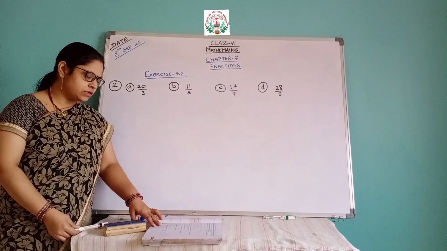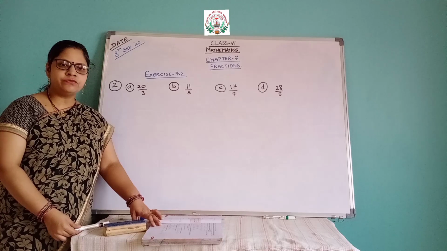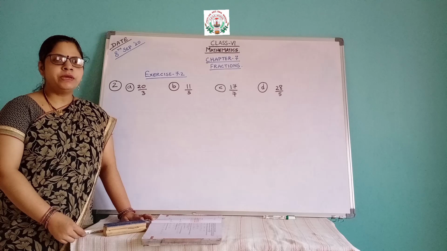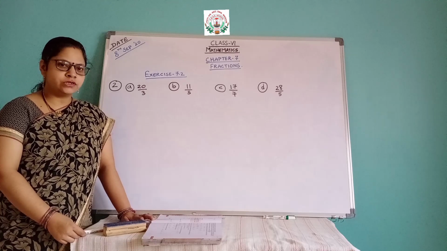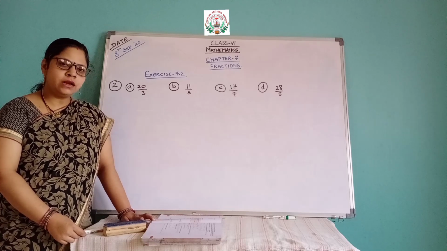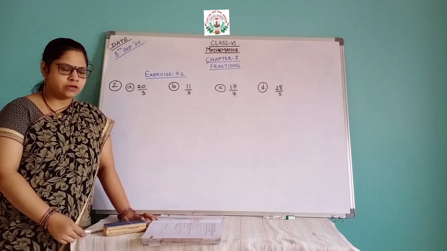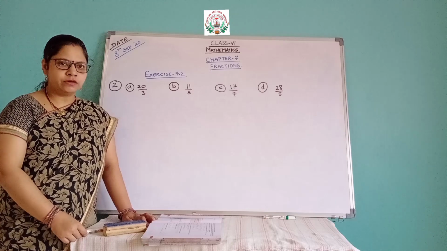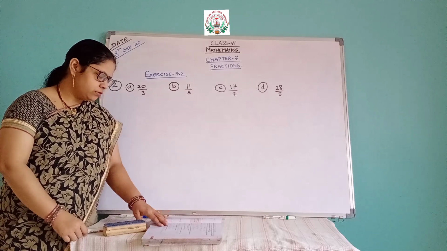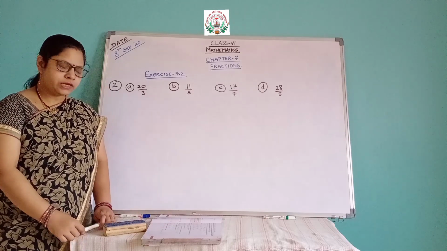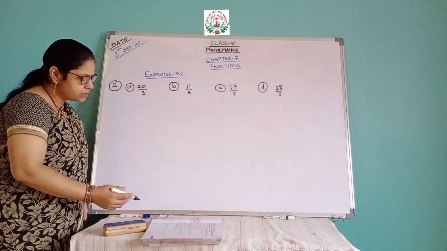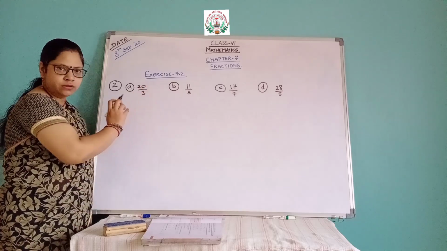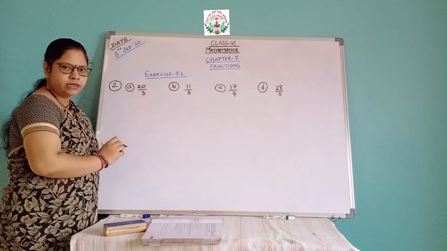Now your next question is: express the following as a mixed fraction. In the introduction part we have seen the mixed fraction. Mixed means it is a combination of one whole number and one proper fraction. Proper fraction means the numerator will be smaller and the denominator will be greater. So how will it be converted to a mixed fraction? The question given is 20 by 3. So here the denominator is smaller and the numerator is greater.